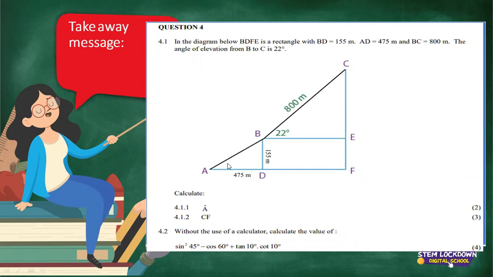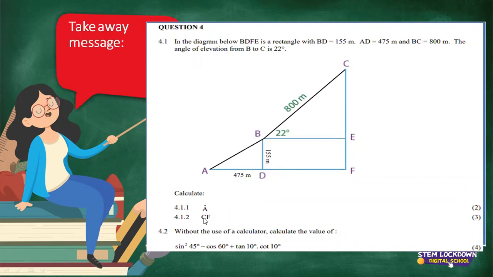That's our angle A. From here you can see the opposite and the adjacent for angle A, so it will be tan. Opposite over adjacent is tan, so tan A equals 155 over 475. Then A equals the tan inverse of that. I hope you all get that.